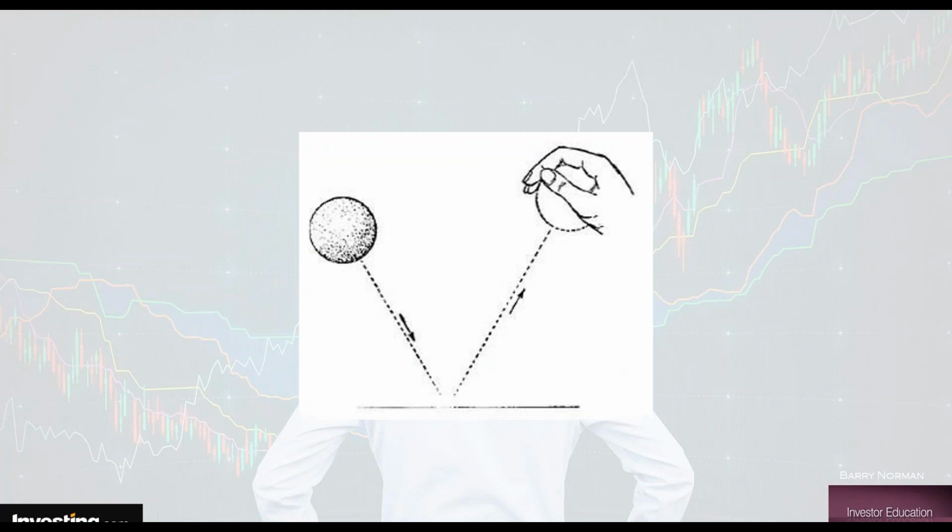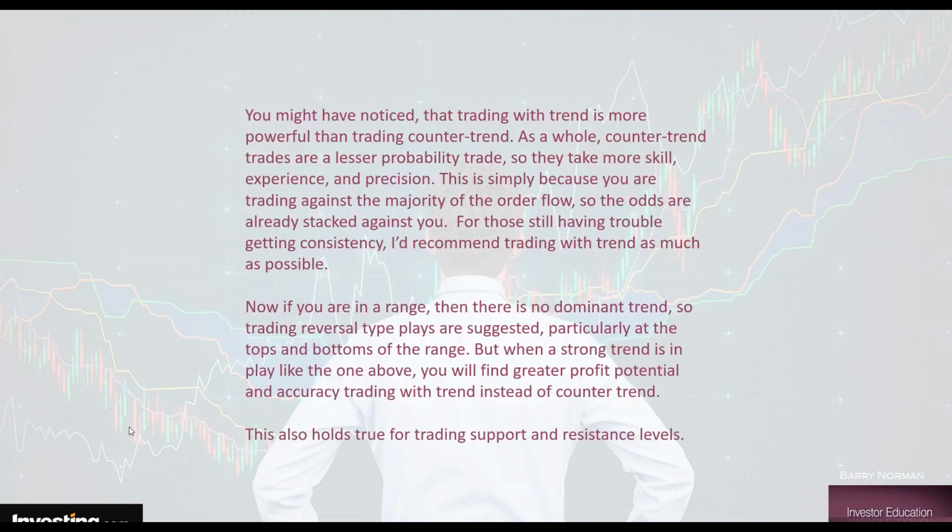Okay. So a trend line is crucially important to help see market reversals, or when the market is about to change. You might have noticed that trading with a trend is more powerful than trading counter to a trend, and hence the adage of the markets, the trend is your friend. As a whole, counter-trend trades are less profitable trades, so they take more skill, experience and precision. If you trade with the trend, you will end up making more pips and have more successful trades.